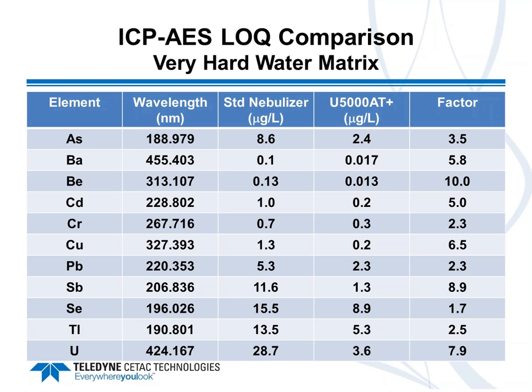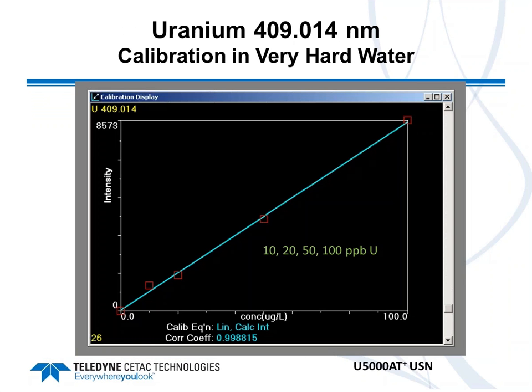Some things aren't improved as much, such as selenium and chromium and lead, but the LOQs, again, are quite good, particularly with regards to this matrix. So we wanted to go one step further, and that was to try to calibrate a little bit further down, and that's closer to the limit in Germany of 10 part per billion.